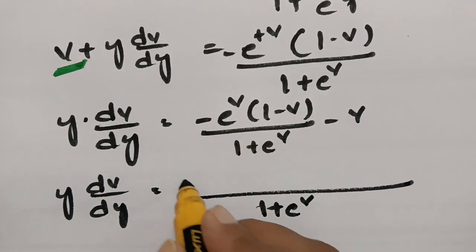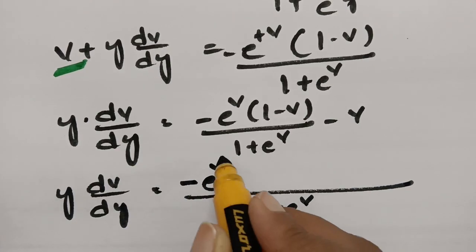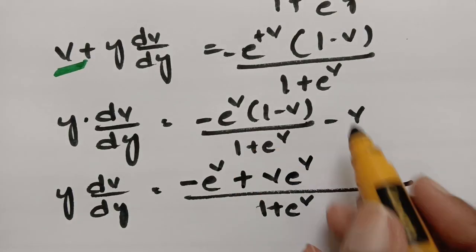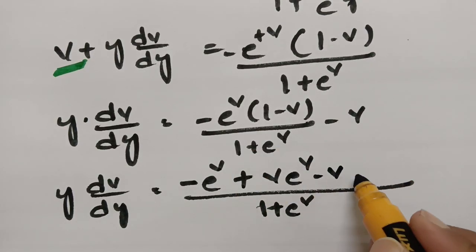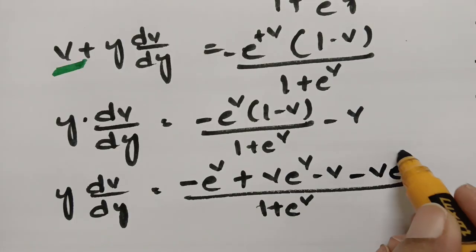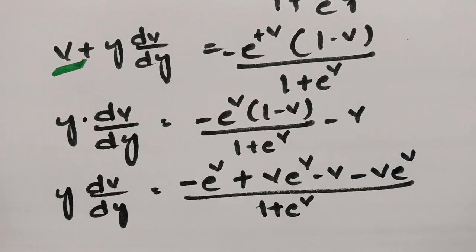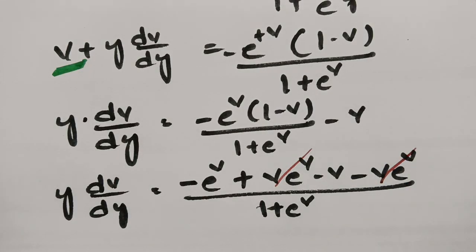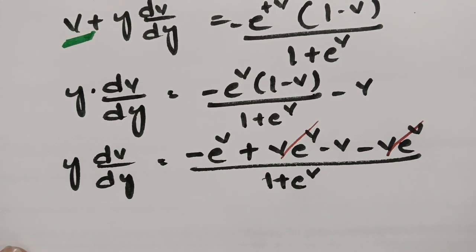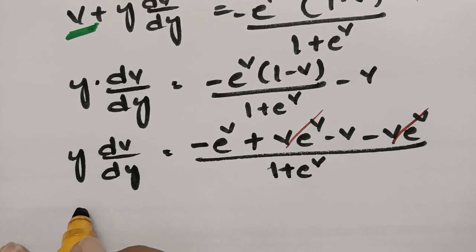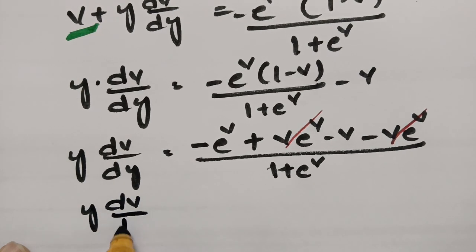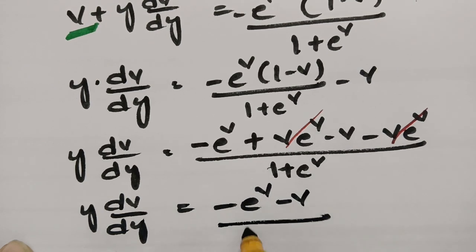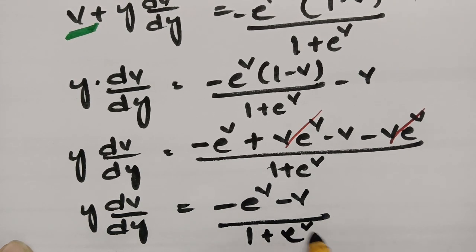If I multiply, this is minus into minus plus v into e power v. So here if you see, I can cancel these two terms. If I cancel these two terms, what remains here? So y into dv by dy is equal to minus e power v minus v, divided by 1 plus e power v.